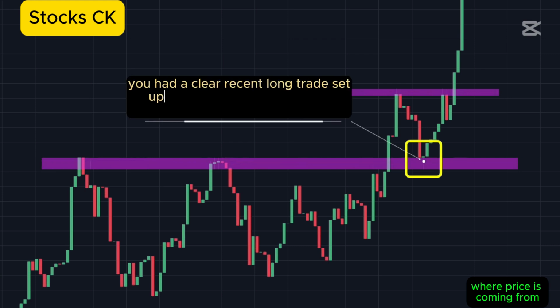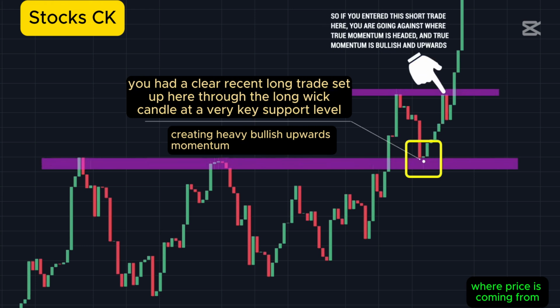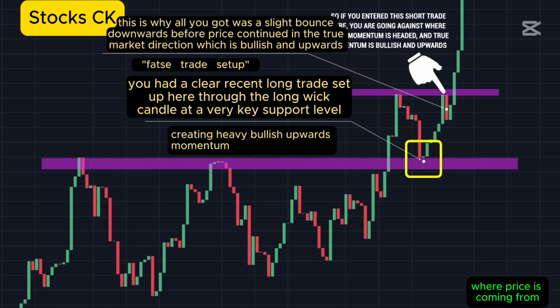You had a clear recent long trade setup here, through the long wick candle at a very key support level, creating heavy bullish upwards momentum. So if you entered this short trade here, you were going against where true momentum is headed, which is upwards. This is why all you got was a slight bounce downwards before price continued in the true market direction, which is bullish and upwards. Let's show this again.